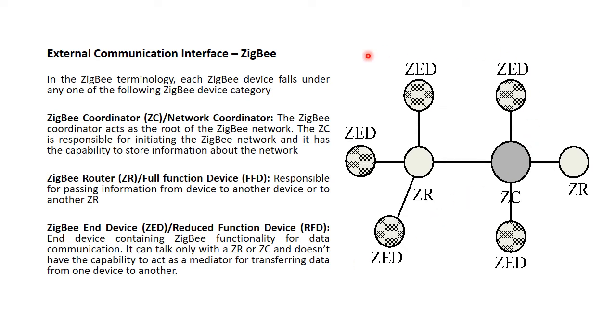In the figure you can see in the middle the nodes or devices such as ZigBee coordinator ZC, ZigBee router ZR, and the end devices. Most of the end devices are ZigBee end devices ZED.